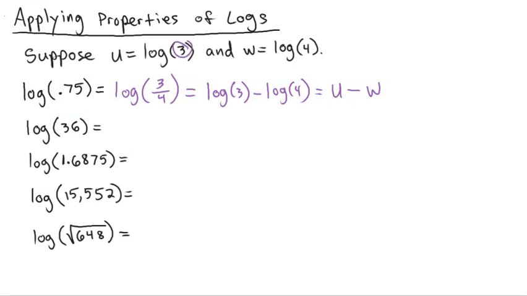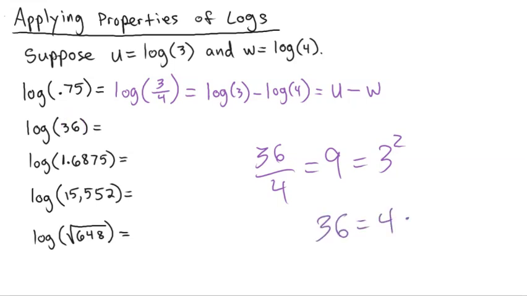36. How is 36 related to 3 and 4? Sometimes what you might want to do is divide a number or multiply a number by 3 and 4. Well, if we divide 36 by 4, 36 divided by 4 is equal to 9, and 9 is equal to 3 squared. So we could break this up into 4 times 3 squared, because 4 times 9 is 36. So 36 is the same thing as 4 times 3 squared.